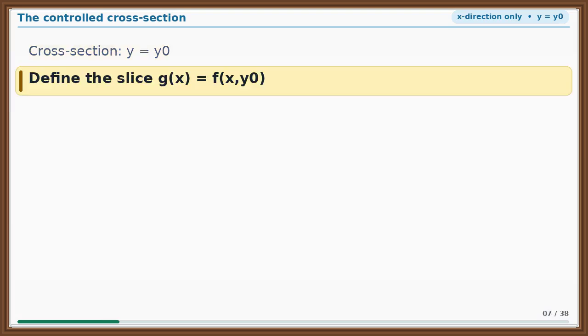Give this cross-section its own name. Define g of x to be f of x, y0. Once y0 is fixed, g is an ordinary one-variable function. This simple renaming exposes the entire argument.